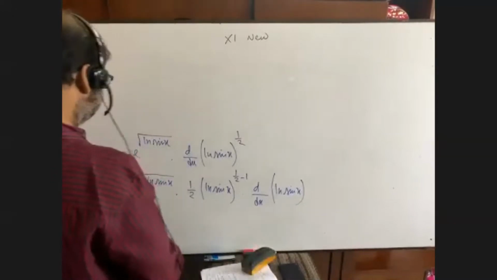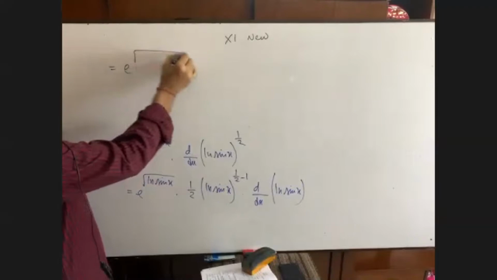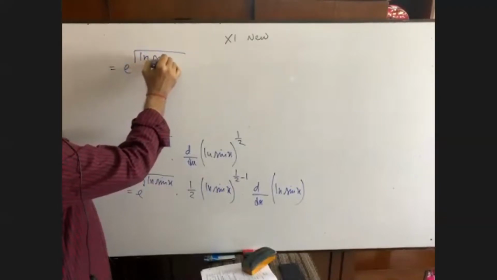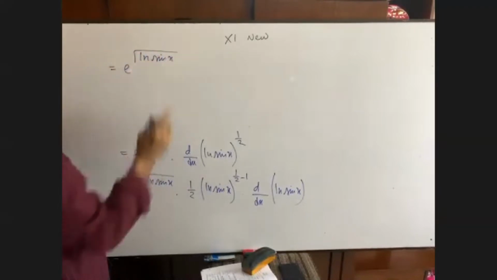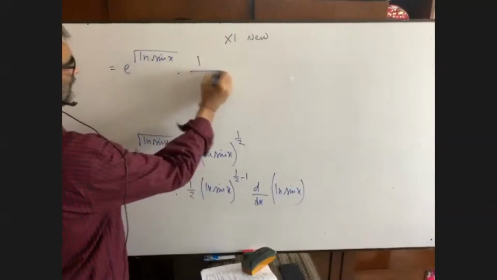Now you see. It is again e to the power root over ln sin x. It is what?